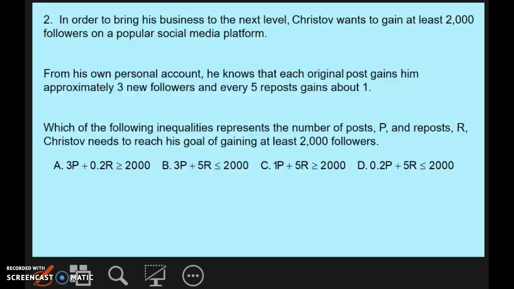All right, let's look at another example, similar in structure, but a little different context.